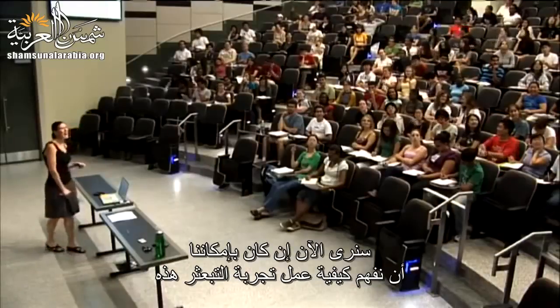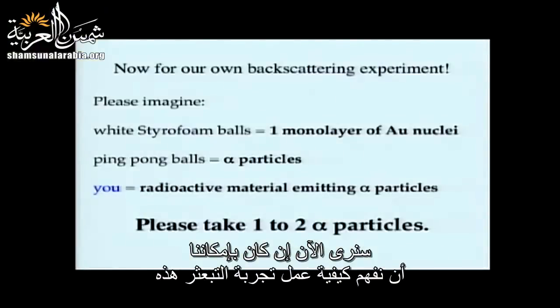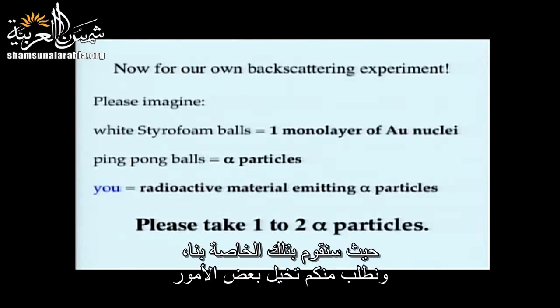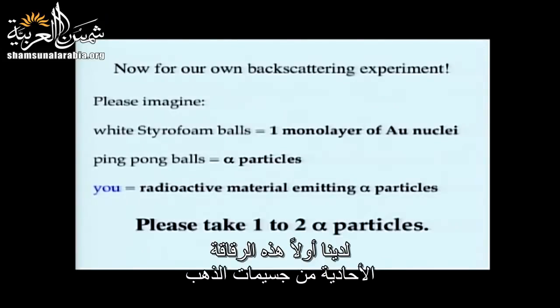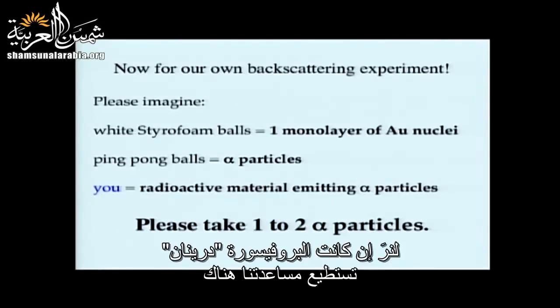So what we want to do now is see if we can understand how this backscattering experiment worked. So we will do our own backscattering experiment. And we'll ask you to imagine a few things. First is that we have this monolayer of gold particles. So let's see if Professor Drennan is able to help us out here.